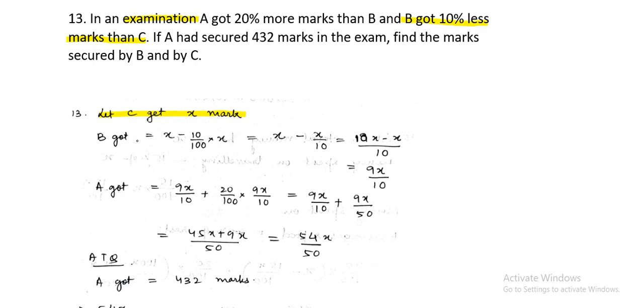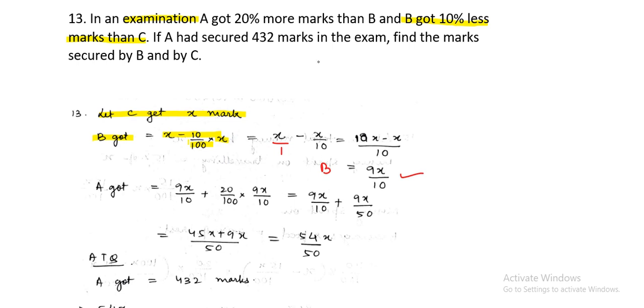So now B will get how much? 10% less. So x minus 10 by 100 into x. That is x minus x by 10. And if we do the LCM, here there is no denominator, so it is 1. So the LCM of 10 and 1 will be 10. Now 10x minus x will become 9x by 10. So what is 9x by 10? It is actually B. B has got 9x by 10.